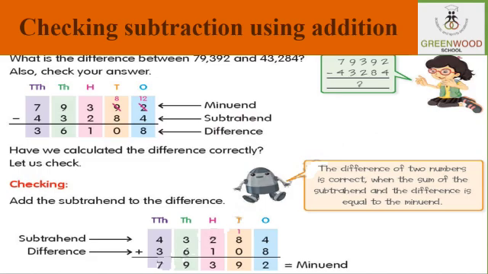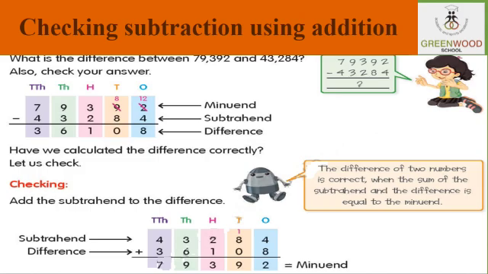Have we calculated the difference correctly? How do we know? Let us check. The difference of two numbers is correct when the sum of the subtrahend and the difference is equal to the minuend. First we'll write the subtrahend number, that is 43,284. Then we'll write the next number, that is a difference, that is the answer which we found. 36,108. Now we'll add these numbers.